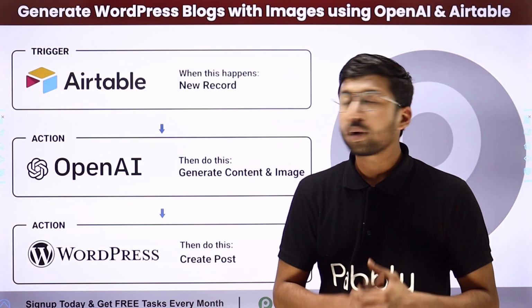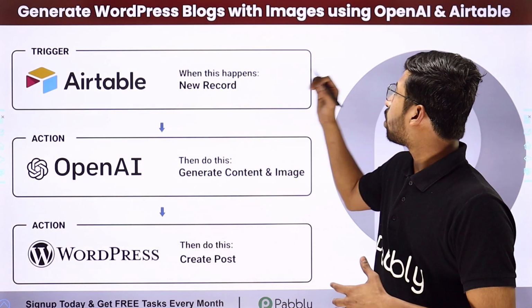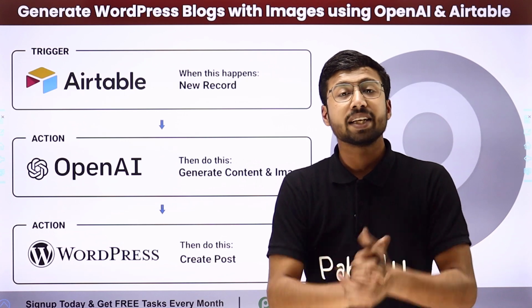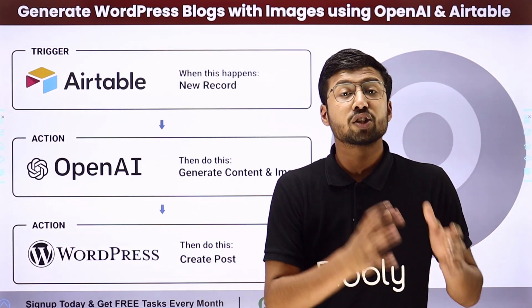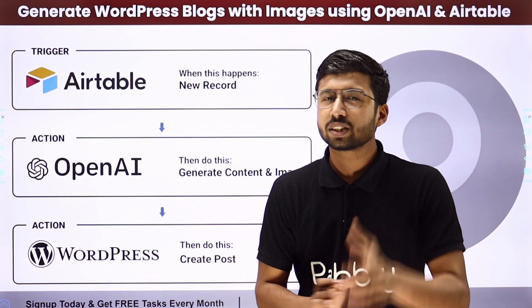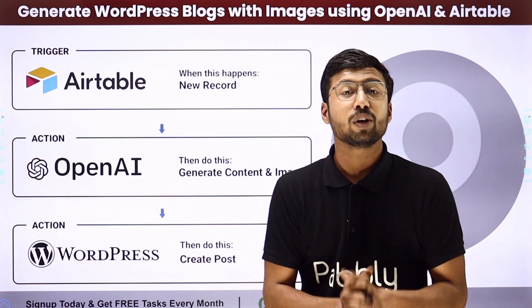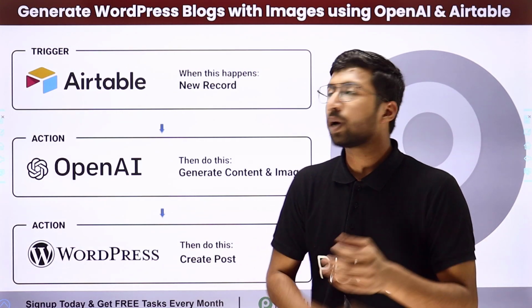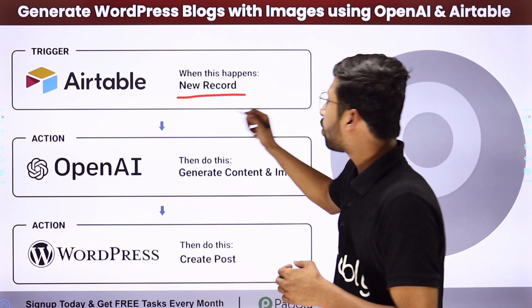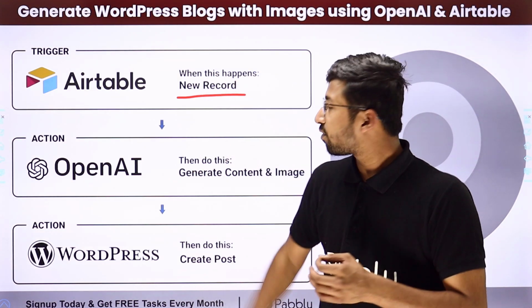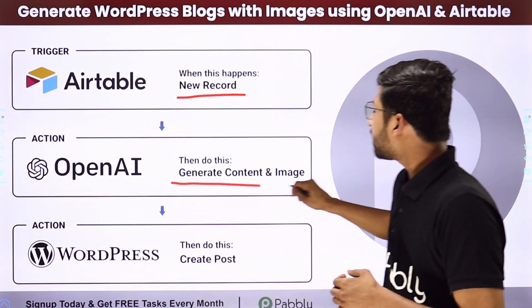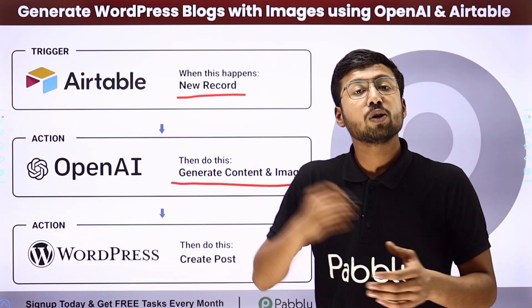So in this video, we are going to learn how to generate WordPress blog with images using OpenAI and Airtable. So if you're a blogger generating blog content on a regular basis, this automation is going to help you a lot. In this automation, just by adding the topic of the blog as a new record in Airtable, using an AI platform like OpenAI, you can automatically generate the content for the blog and also the images.